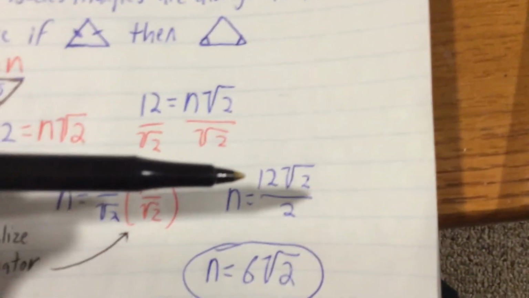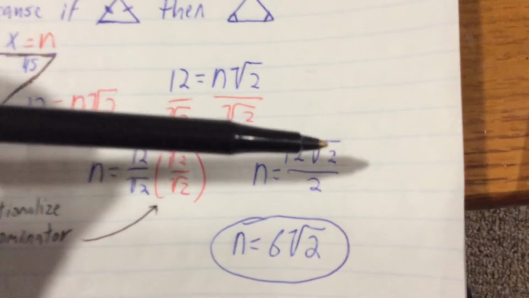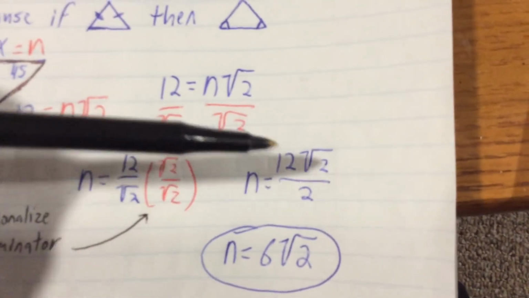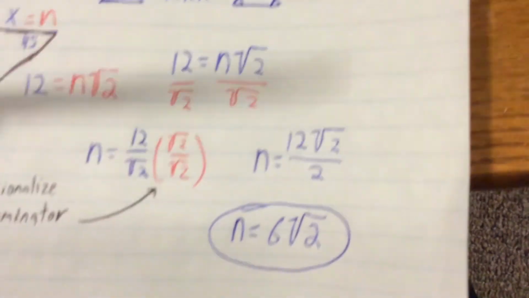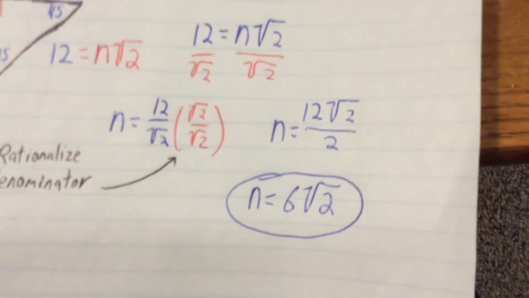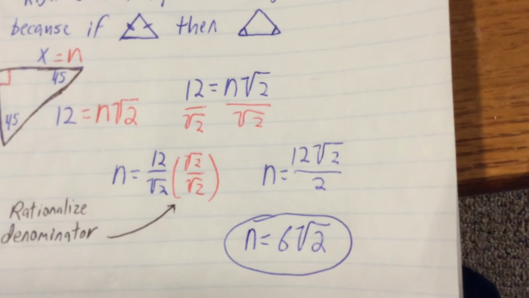Now we have to reduce this. We can't simplify the radical. Root 2 is all set there, but we do have 12 over 2 here. So 12 divided by 2 gives us 6. So n is going to be equal to 6 root 2. And in this case, I just forgot to label it. We're looking for x, so x is 6 root 2.